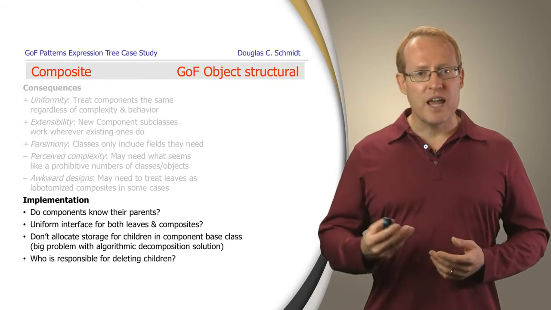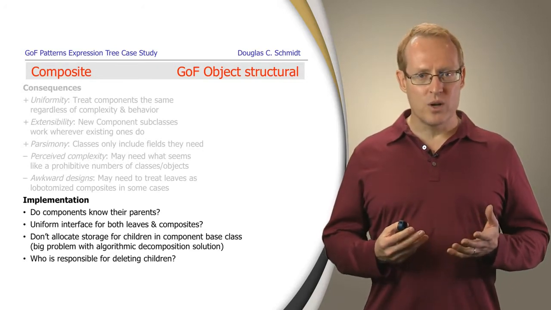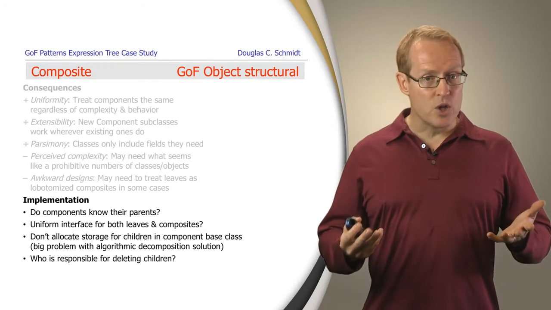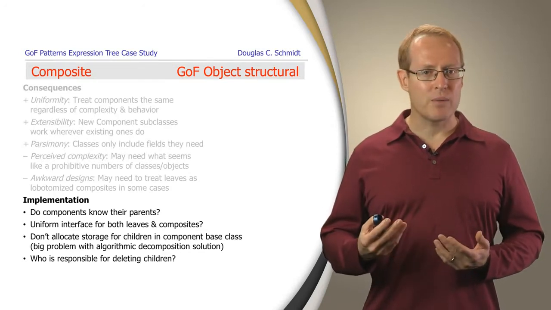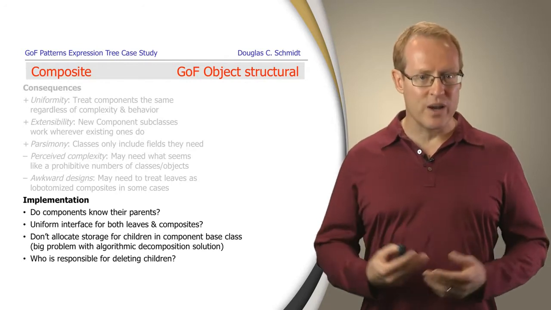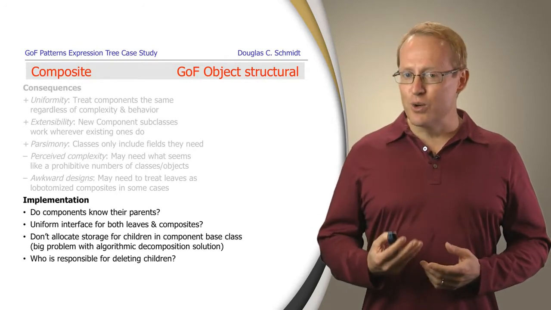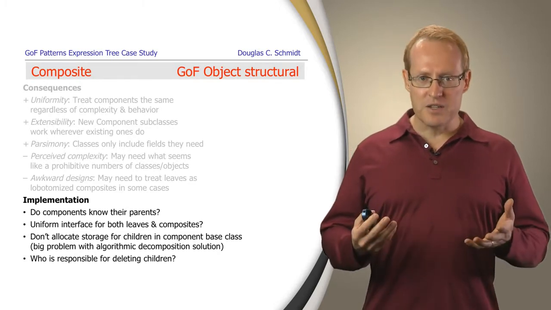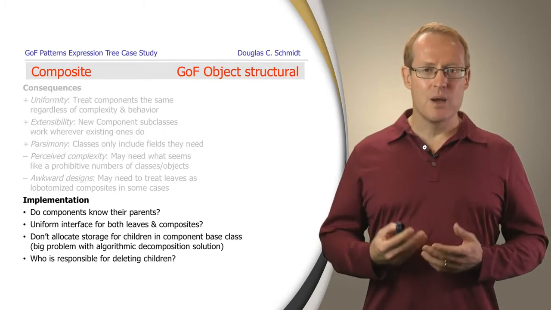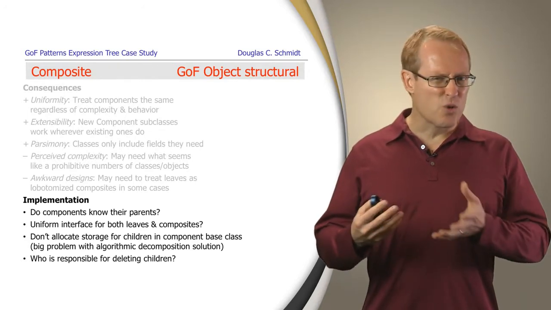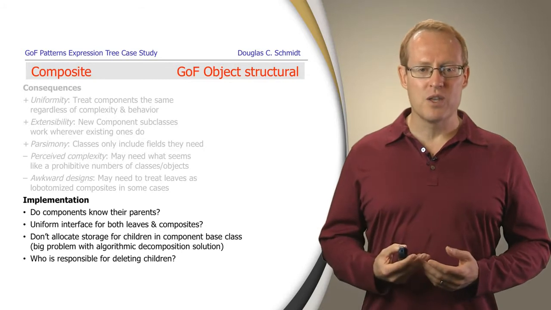There are a number of implementation considerations to think about when you go ahead and apply the composite pattern to your code. Do the components know who their parents are? If so, they probably need some kind of back pointer or up pointer to go up the tree, which we'd have to add. Do you really want a uniform interface for both the leaf nodes and the composites? In our case, for simplicity, we have a uniform interface. But as I mentioned before, that means that leaf nodes have operations that don't really make sense in the way that they're going to be used.